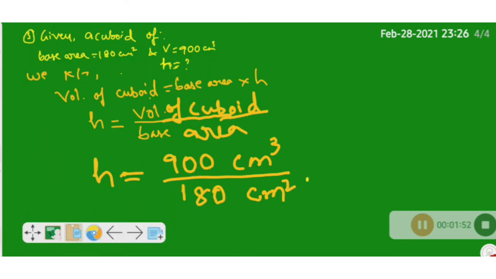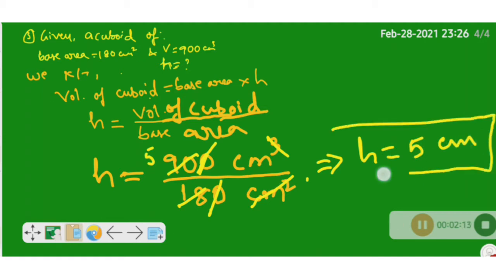So we can do the cancellation here. The 0 0 gets cancelled and we are left with 90 by 18, and we know that 18 5s are 90, right? And here centimeter square, here cube is there, means 3 times, so 2 times if you cancel, 1 time will be left. So that gives us height as 5 centimeter. That's the answer. Okay. The fourth question: a cuboid is of dimension 60 centimeter and 54 centimeter and 30 centimeters.